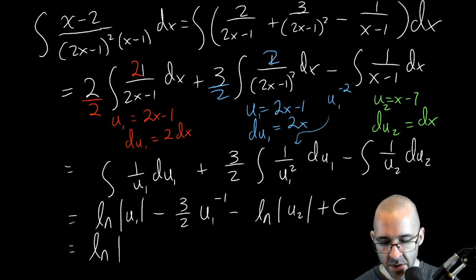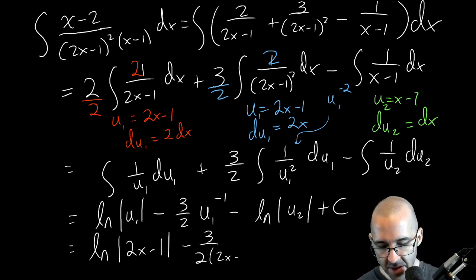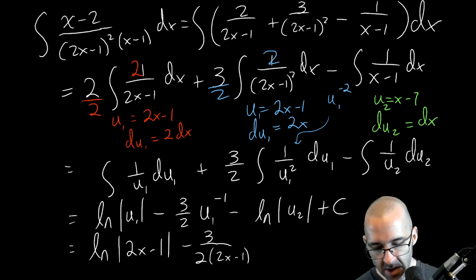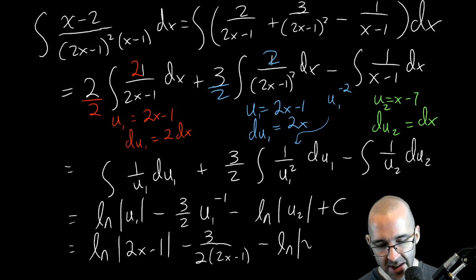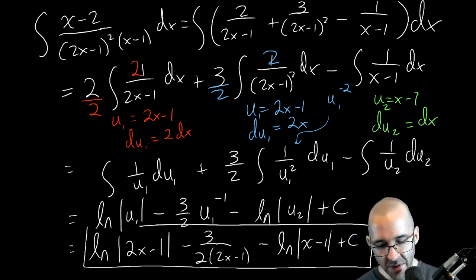Now our first u was 2x minus 1. Our second u, oh, it's still our first u, 2x minus 1. And then minus the natural log of x minus 1, like this. I can't speak, but I can write.